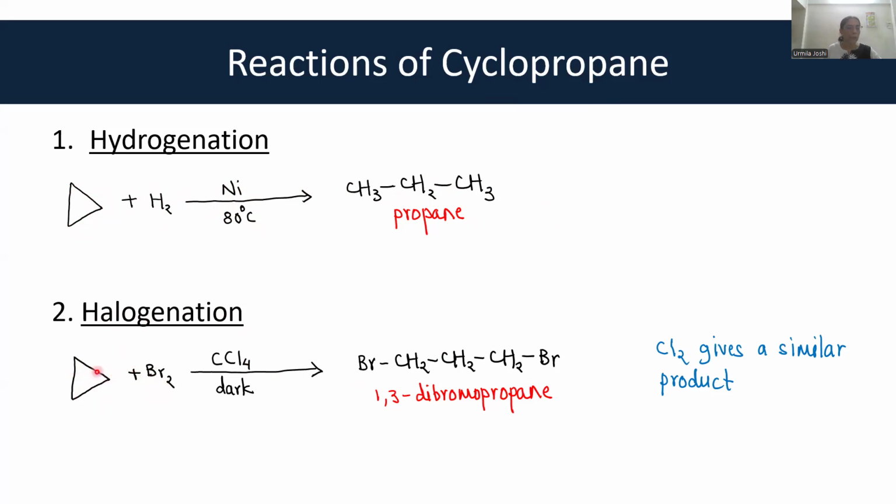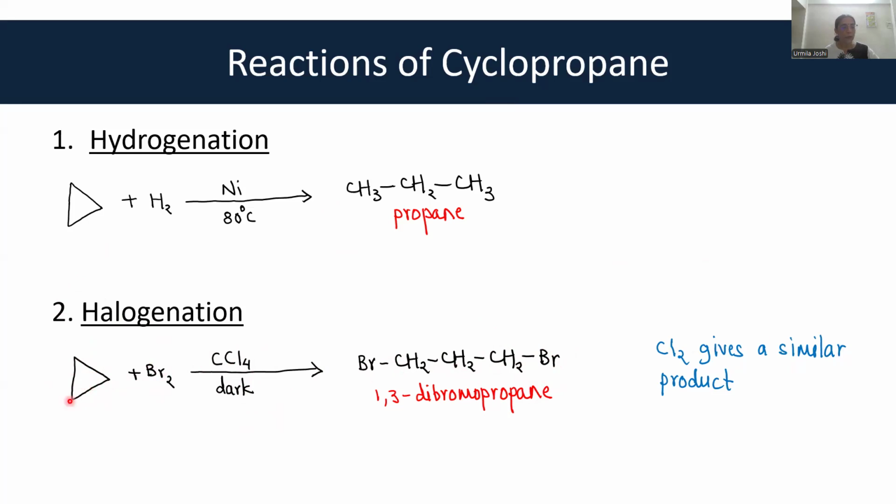Same is the case with halogenation. When you treat cyclopropane with bromine in presence of carbon tetrachloride and in dark. Why in dark is because free radical reaction should not interfere. So when cyclopropane is treated with bromine in dark in presence of carbon tetrachloride as a solvent, what is formed is 1,3-dibromopropane. Again the ring opens very easily because it is a strained ring, and given the first opportunity, it just opens up.